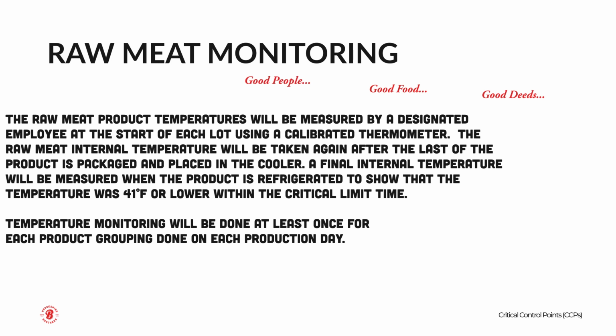The raw meat internal temperature will be taken again after the last of the product is packaged and placed in the cooler. A final internal temperature will be measured when the product is refrigerated to show that the temperature was 41 degrees Fahrenheit or lower within the critical limit time. Temperature monitoring will be done at least once for each product grouping done on each production day.